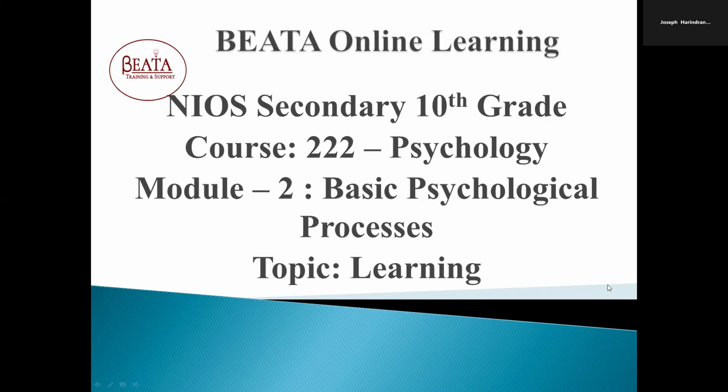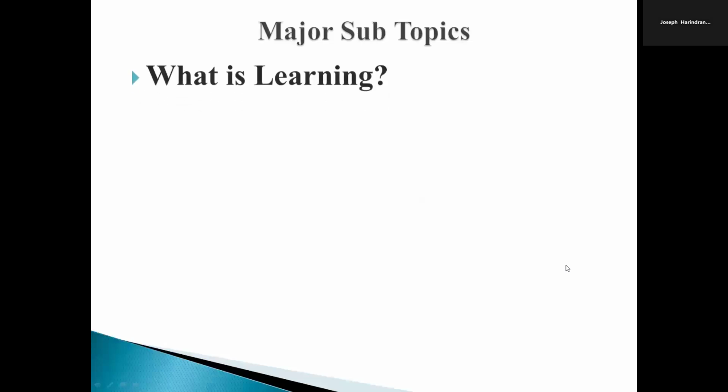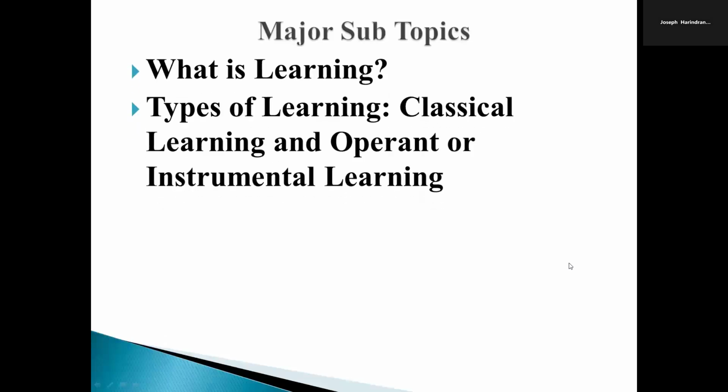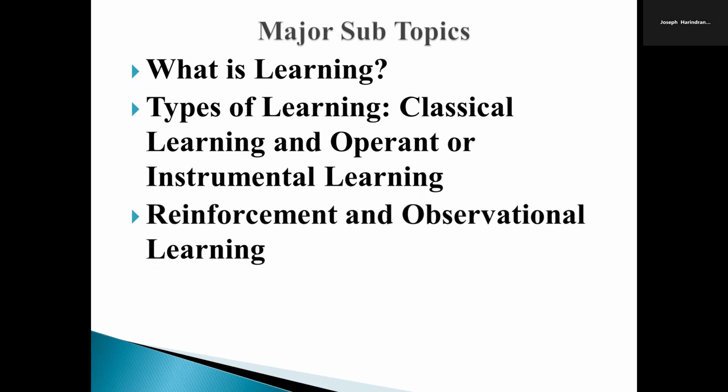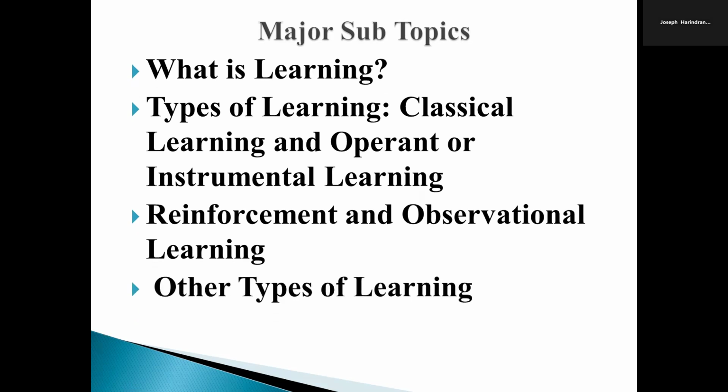In this video, we are going to see the psychology for NIOS Secondary 10th Grade Psychology, Module 2, Basic Psychological Processes. And the topic is learning. The major subtopics are: what is learning? Types of learning: classical learning and operant or instrumental learning. Reinforcement and observational learning. Other types of learning. Transfer of learning. These are the major subtopics we are going to see. Let us go into the video.